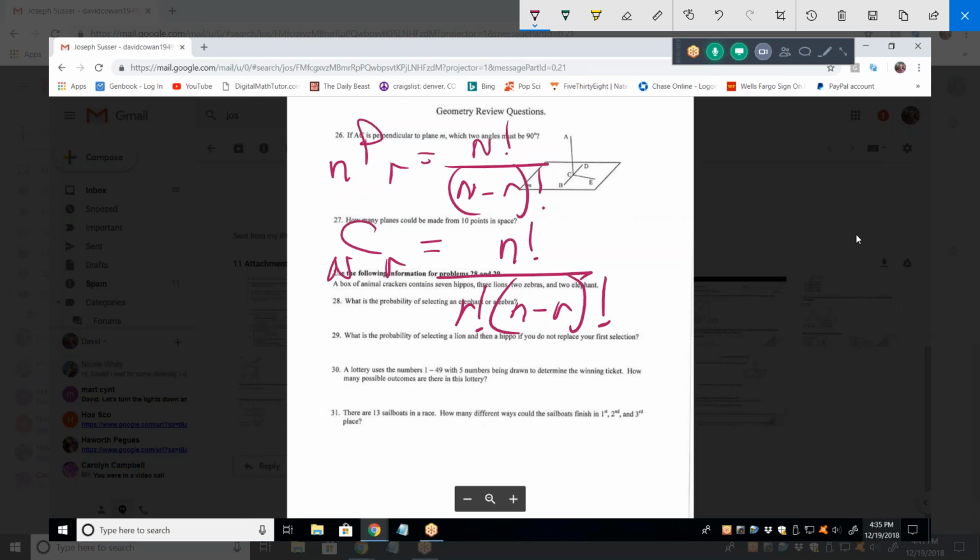So if I was to give you, well, let's talk about my flush. 52 cards, combination, 5 at a time. This would give you the number of possible 5-card hands you could get from a deck of cards. In other words, if that was a question, and that's a legitimate question. If you're playing poker, it's a good idea to know, are there 1,000 possible hands or are there 1,000,000? So what would be 52 choose 5?